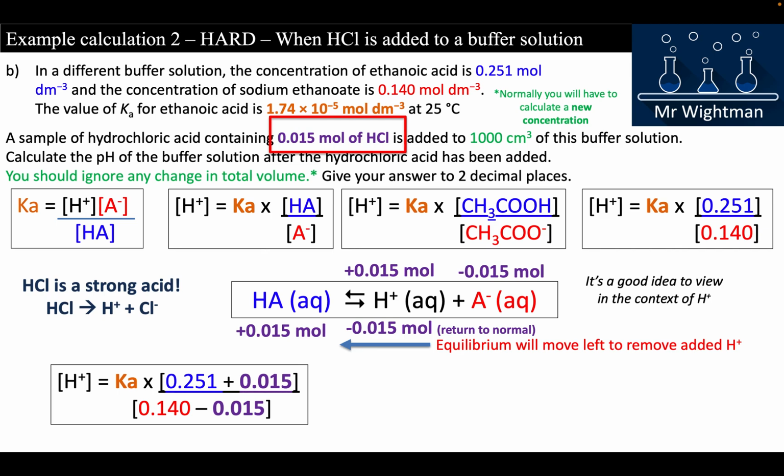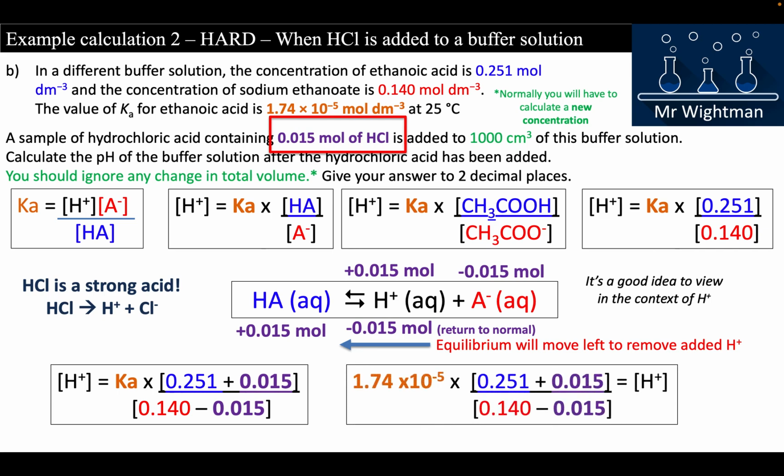change here, because it won't be perfect. So if you were to reflect that, 0.251 was my HA. That is going to, as I said, increase by 0.015 because the position moved to the left. And my A minus will decrease. So it was 0.14, that will decrease by 0.015 to reflect the change that the position of equilibrium has moved to the left.